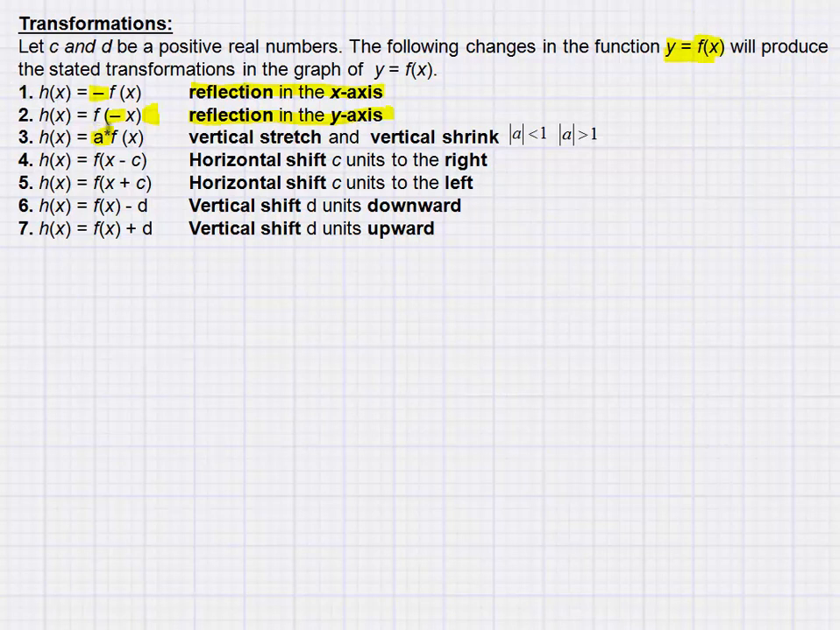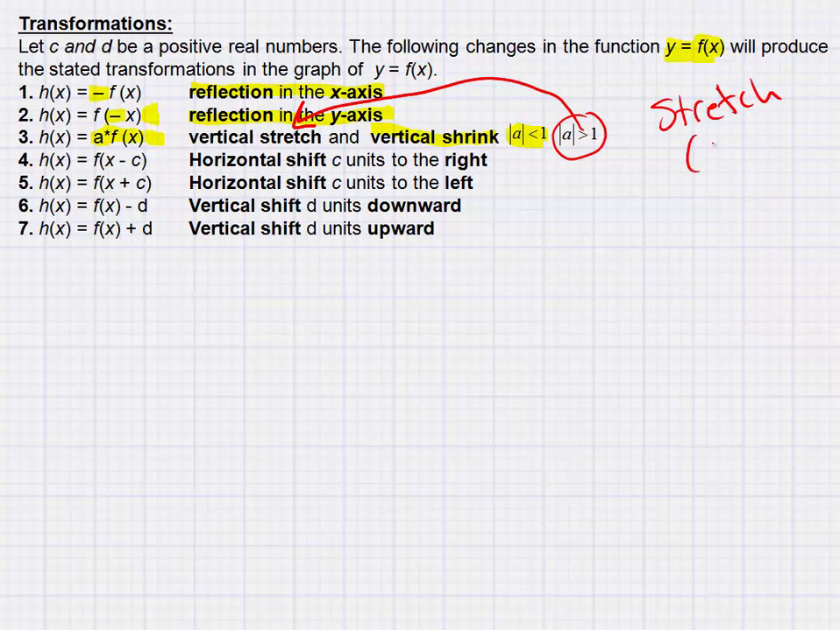So let's remove the sign from this a number in front of f of x. If I remove the sign in front of this number a, I'm really taking the absolute value of it. So if I look at a, if the absolute value of a is less than 1, it's going to shrink my graph vertically. However, if the absolute value of a is greater than 1, it's going to stretch my graph out vertically.